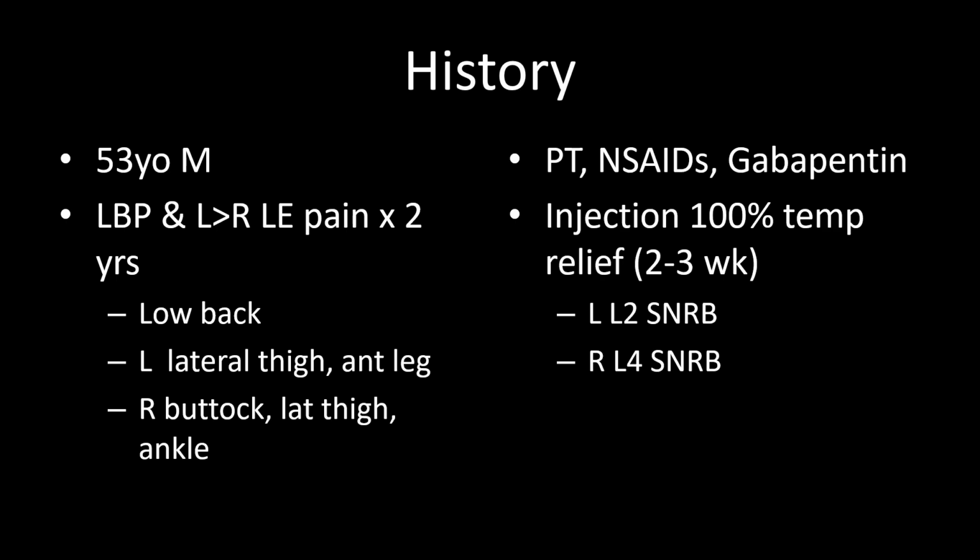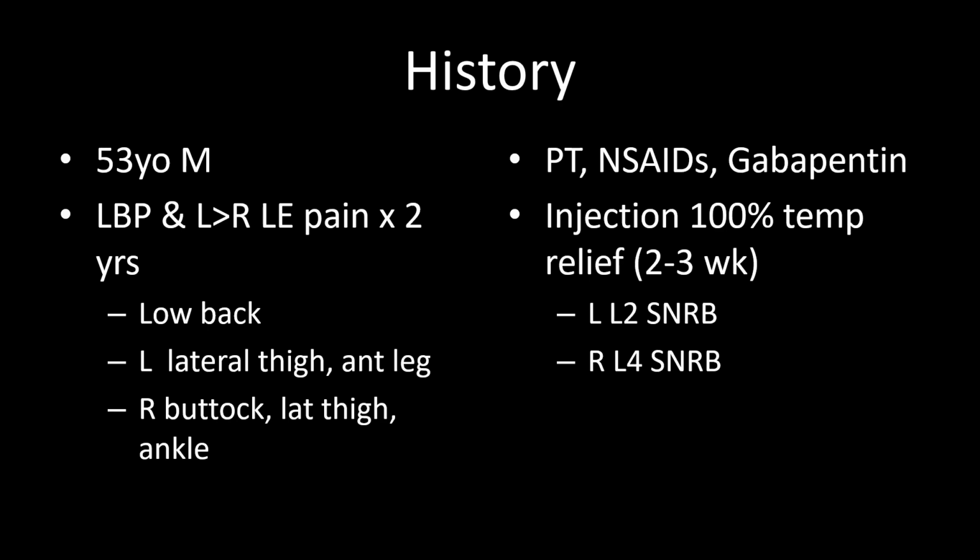So this is a 53-year-old gentleman, predominant complaints of back and then left greater than right lower extremity pain, worsening over the past 2 years. You see on the left, it's really a left lateral thigh and anterior leg, and on the right, more of his right buttock, lateral thigh, and into his lateral ankle. Pretty extensive non-operative regimen here.